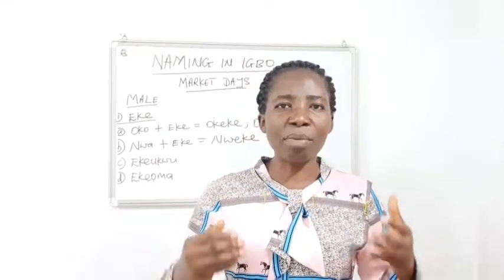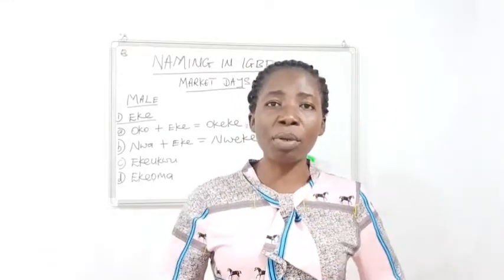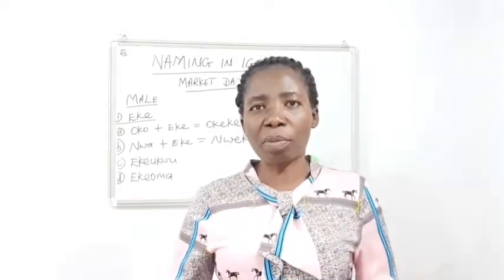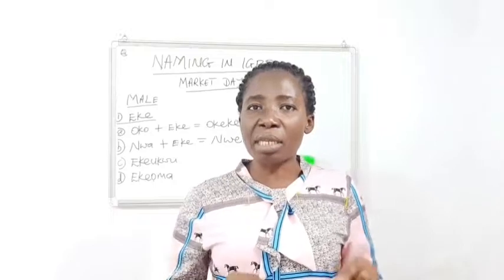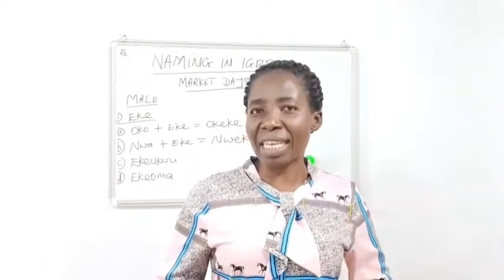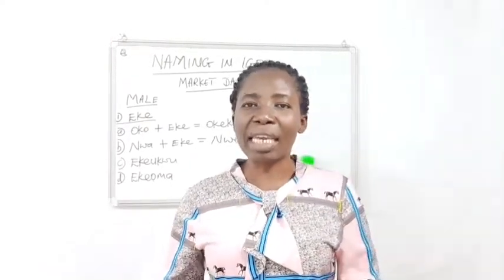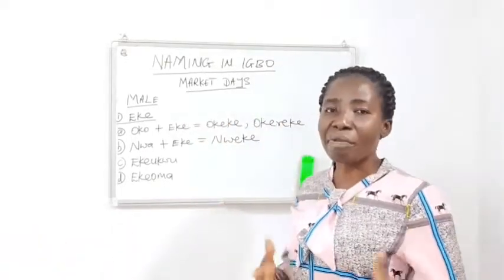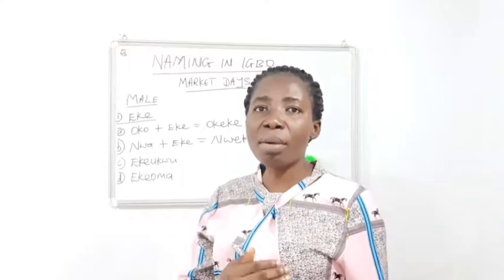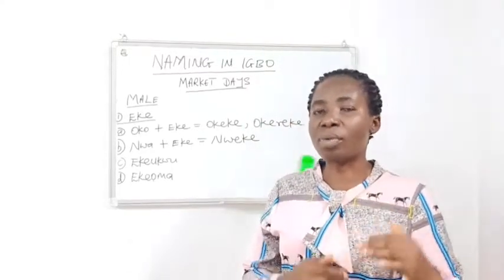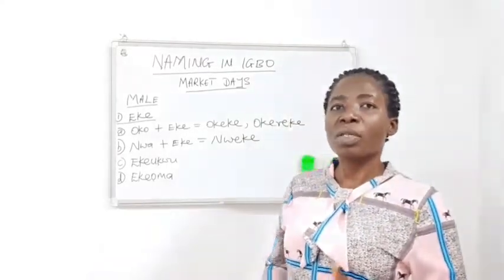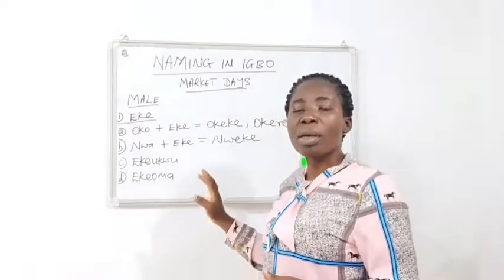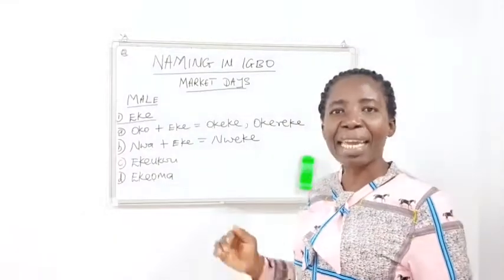So if a male child is born on Eke market day, there is a name for him. If a female child is born on Eke market day, there is a name given to her to reflect that she was born on Eke market day. So let's look at some of the names we have. First of all, we're going to look at the male names, then we go to the female. So here we have male names to reflect that the boy was born on Eke market day.